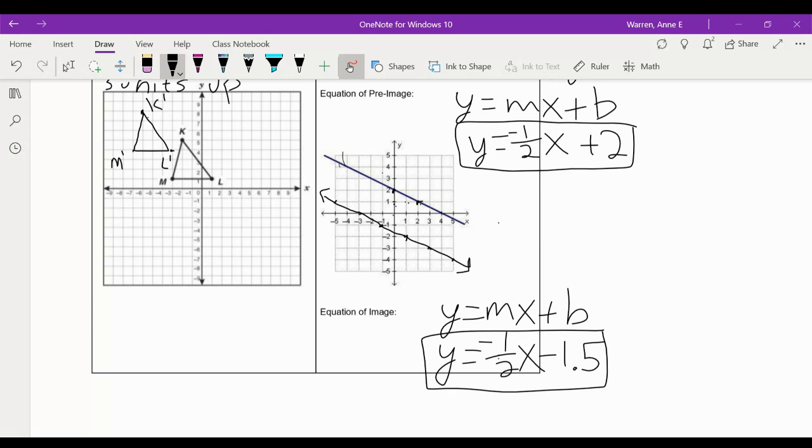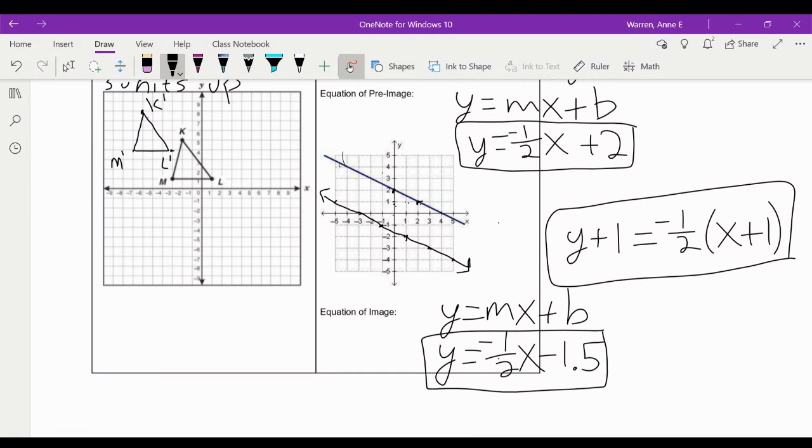And if I did want to write this in another form, because I can't see the y-intercept as clearly, right, I could also write this as y plus 1 because the y-coordinate is -1. And then I still have the slope of -1/2. And then I do x, and then I have to subtract the x-coordinate. The x-coordinate is also -1. So there we go. And this would be the other way I could write the same equation of the line. These two right here, they're interchangeable. They are both equal to each other.